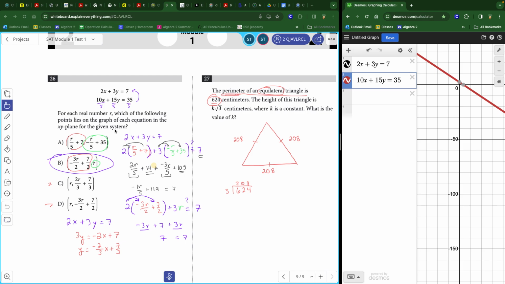And the height of the triangle is always measured from one of your vertices perpendicular to the opposite side. So there's a height, and that height is k root 3. There's a couple of ways to solve this problem.